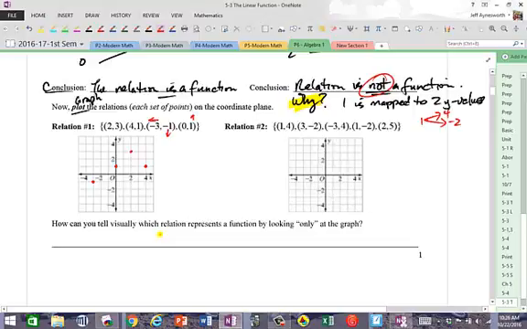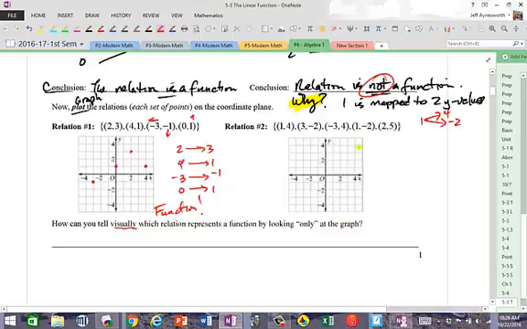Notice that 2 is mapped to 3 and only 3. 4 is mapped to 1 and only 1. Negative 3 is mapped to negative 1 and only negative 1. And 0 is mapped to 1 and only 1. So this relation here is a function. The question is, how can you tell visually which represents a function by only looking at the graph?